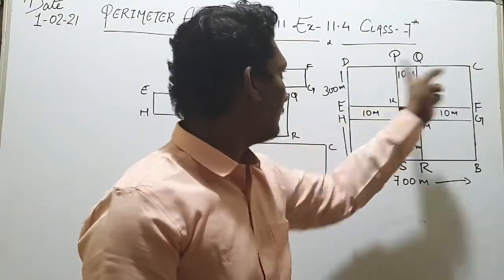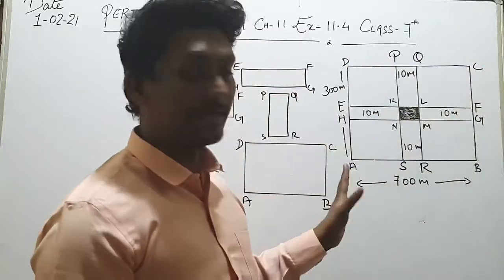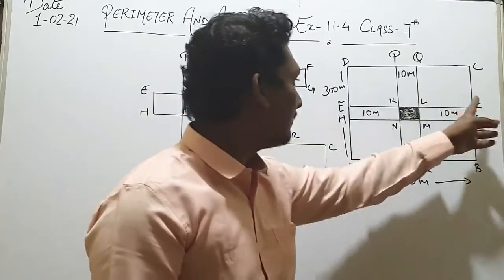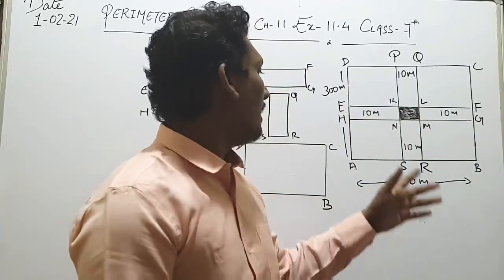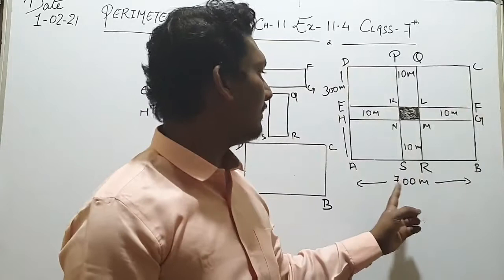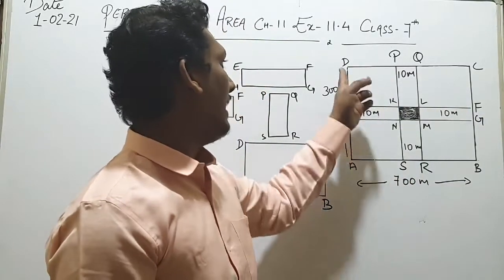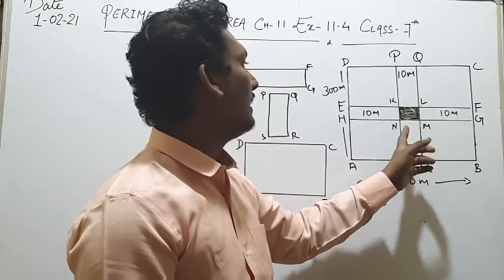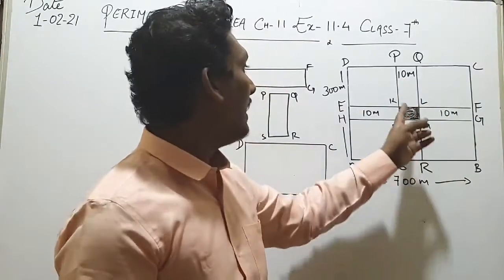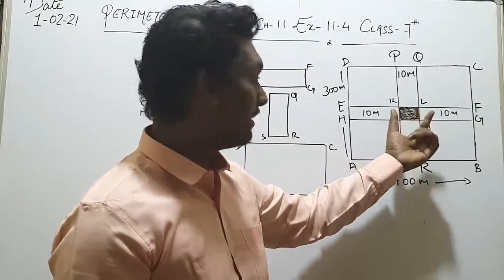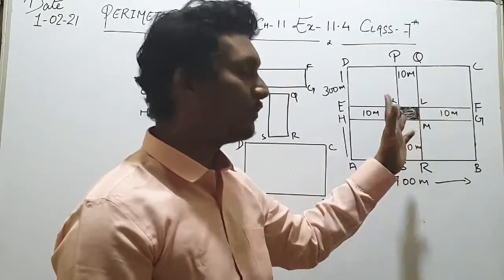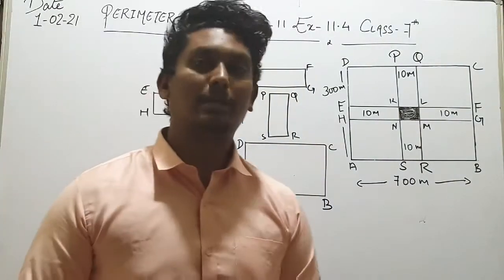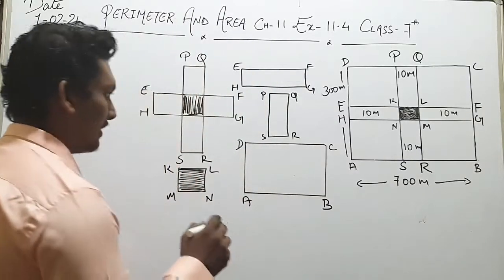This is the question in which ABCD is a big rectangle, PQRS is another rectangle, and EFGH is another rectangle. We are talking about the big rectangle ABCD whose length is 700 and breadth is 300 meter, and this crossroad has a width of 10 meter. In the middle, KLMN is a square. So first, how to calculate this type of questions, crossroad questions basically.